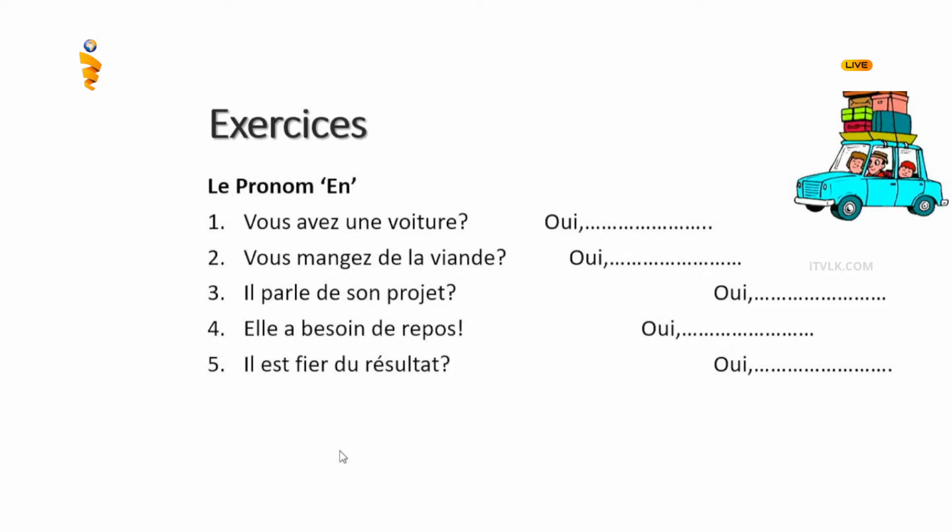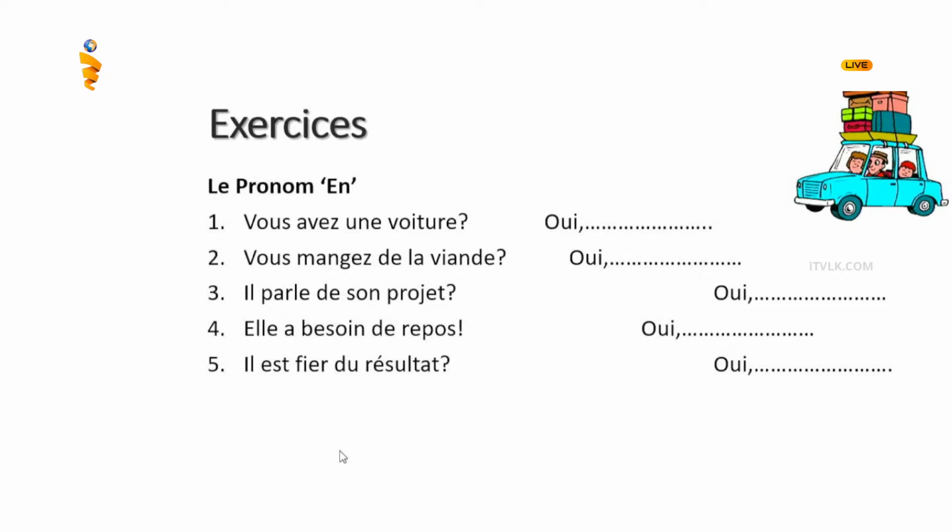Next one. Elle a besoin de repos. Avoir besoin de quelque chose. You can replace that with en. So you can say oui, elle en a besoin. Next one. Il est fier du résultat. Être fier de quelque chose. Here also you can use the pronoun en. You can say oui, il en est fier.